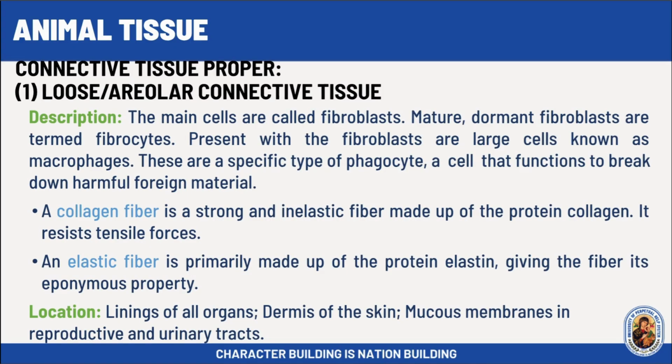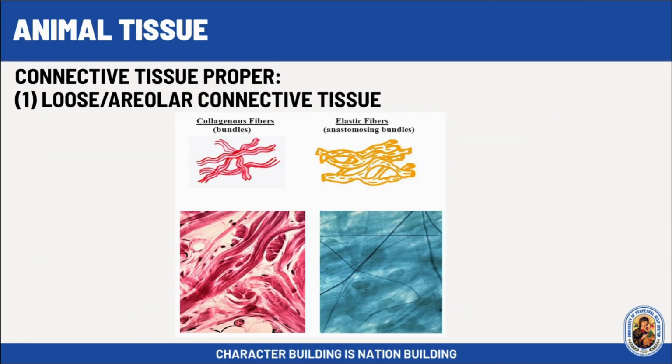For the first one, we have what we call the loose connective tissues. The loose connective tissues are tissues that are loosely packed and have a lot of fibers. It has a structure that holds our organs in place or allows for movement.